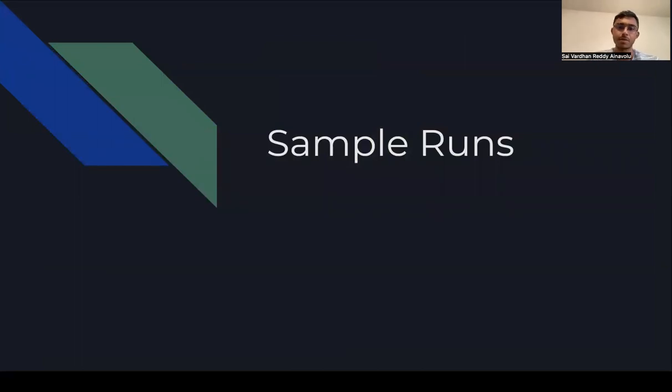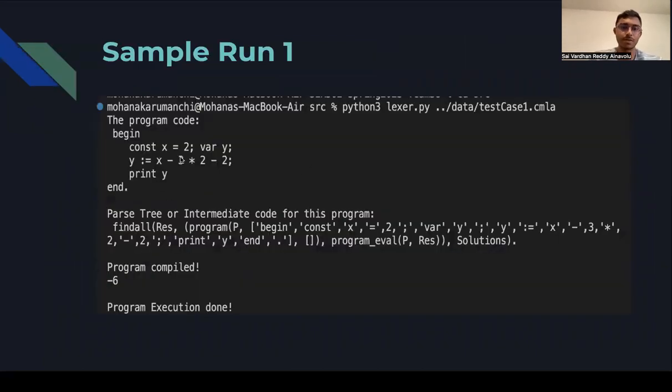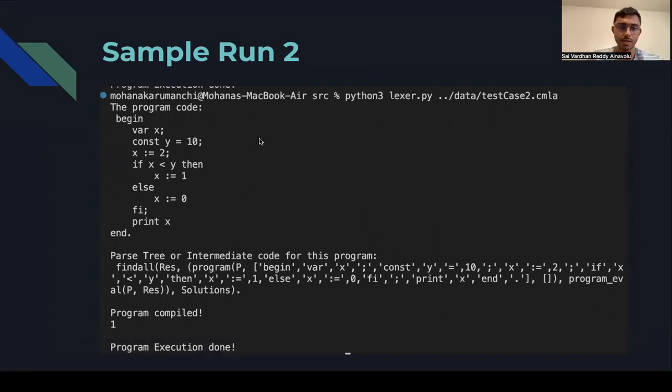Now let's go through some of the sample runs. This first sample run emphasizes how we have implemented tabling. If it was parsed normally, we would simply eliminate tail recursion using left recursive statements, and then the expression x minus 3 into 2 minus 2 would evaluate as -2. But because we have used tabling to remove tail recursion, this evaluates to -6, which is the right answer. In the second run, we are testing the traditional if condition.